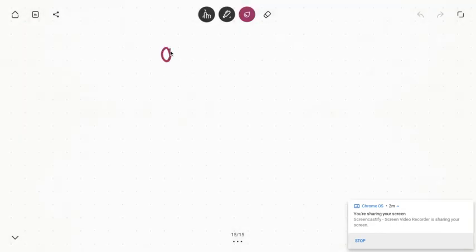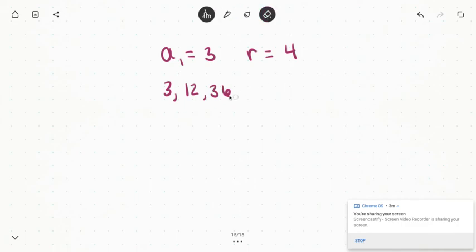All right, so we know that the first term is 3 and the common ratio is 4. We can find the first 4 terms just by multiplying by 4 each time. So this would be the first 4 terms: 3 times 4 would be 12. 12 times 4, sorry, not 3, 4, would be 48, and so forth.